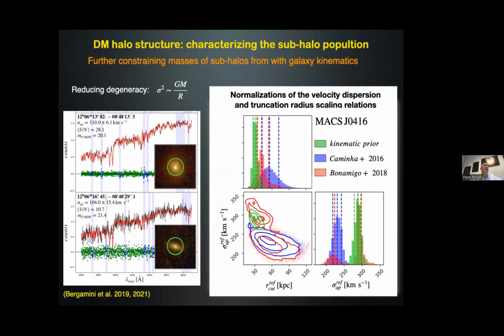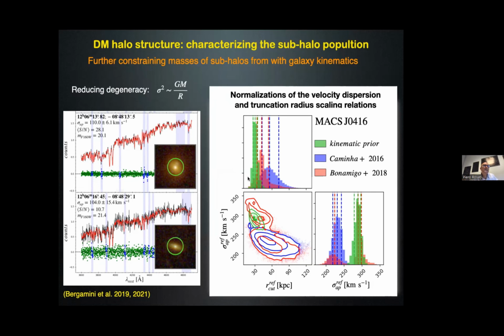I mentioned how you can reduce the degeneracy. This was an important contribution, as I mentioned. Once you measure the velocity dispersion, you can see here, the red is the model, this is basically the stellar population of these galaxies, and the black is the data. Even for relatively low signal to noise, you can measure good velocity dispersions.